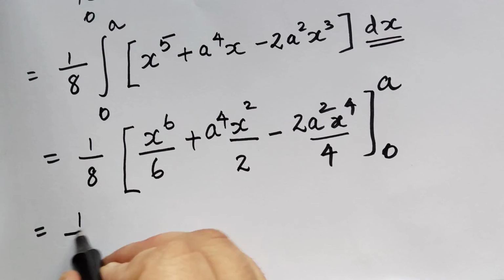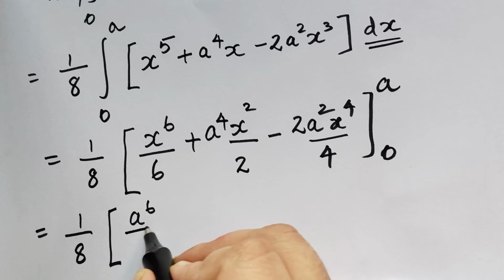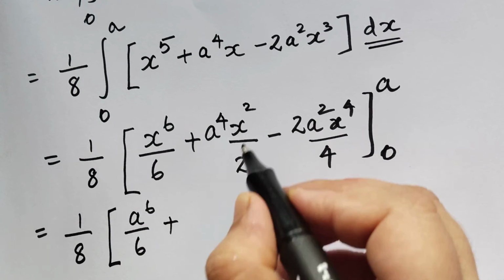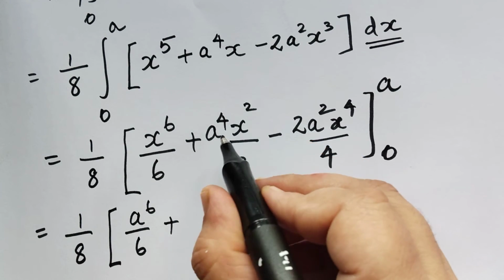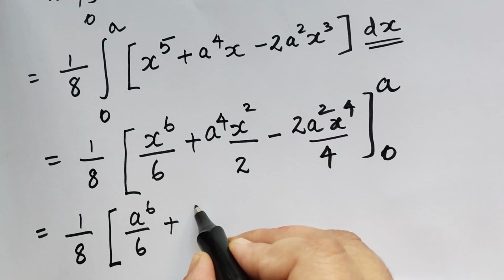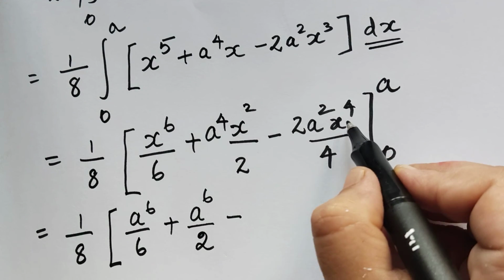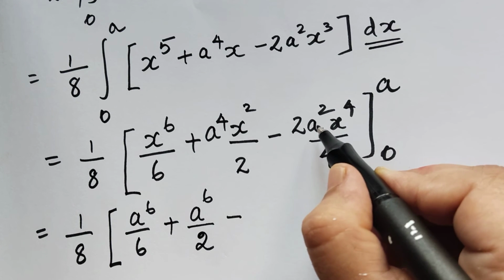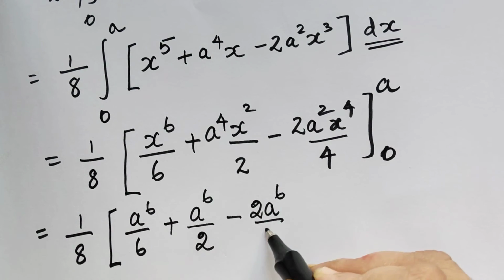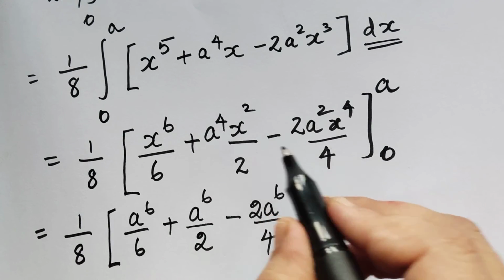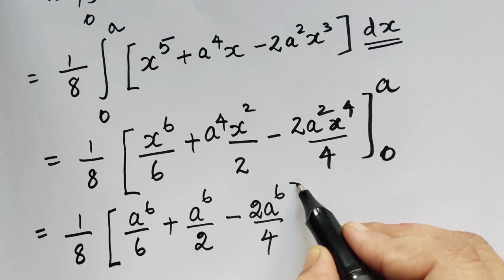Now we shall apply the limits over here. So that's equal to 1 by 8. Upper limit we have to apply first. So a power 6 divided by 6 plus, when you apply a at the place of x, we will get a square. A power 4 multiplied with a square is a power 6 divided by 2, minus, here we will be having a power 4. A square multiplied with a power 4 is 2a to the power 6 divided by 4, minus the lower limit. When you apply the lower limit, it again becomes 0, so we need not worry about it.